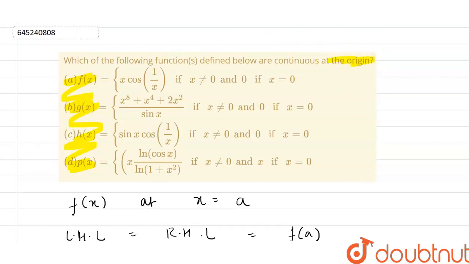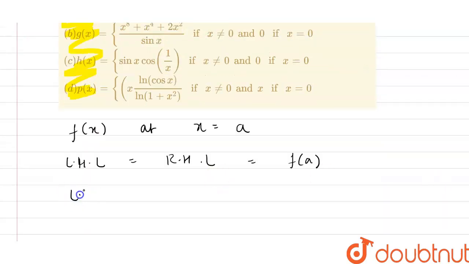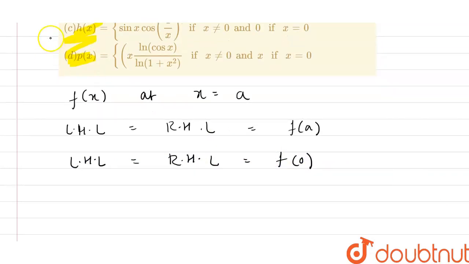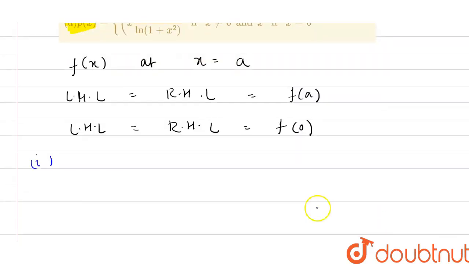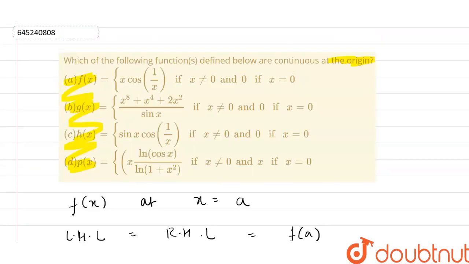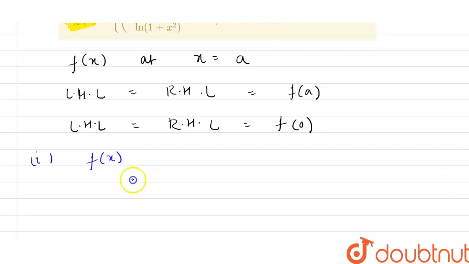So this means LHL, the left hand limit, is equal to the right hand limit, is equal to f(0). First of all we solve the first part, that is f(x). The value of f(0) is 0.